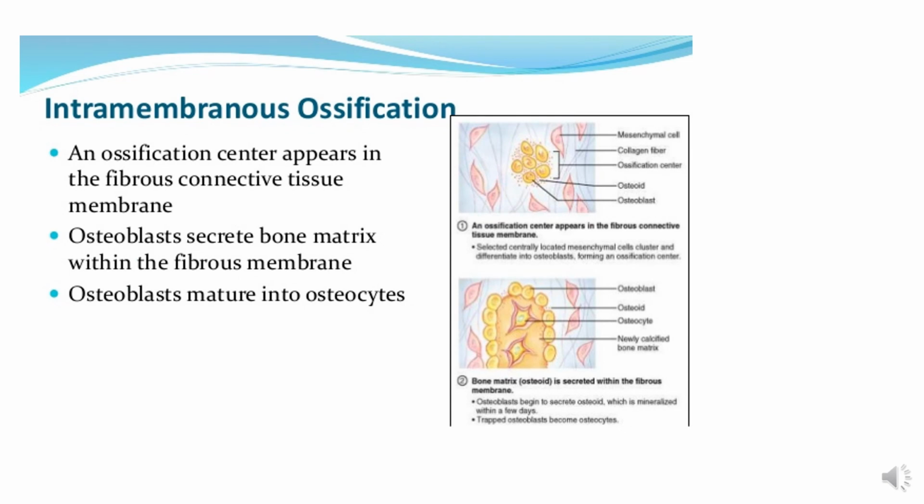bone. So, in intramembranous ossification, the center appears in the fibrous connective tissue, which is known as the mesenchyme. Here you can see the mesenchyme and ossification center. It appears in the fibrous connective tissue, and the osteoblasts here, you can see, are laying osteoid, and then this osteoid becomes mineralized, and the osteoblasts mature into osteocytes.